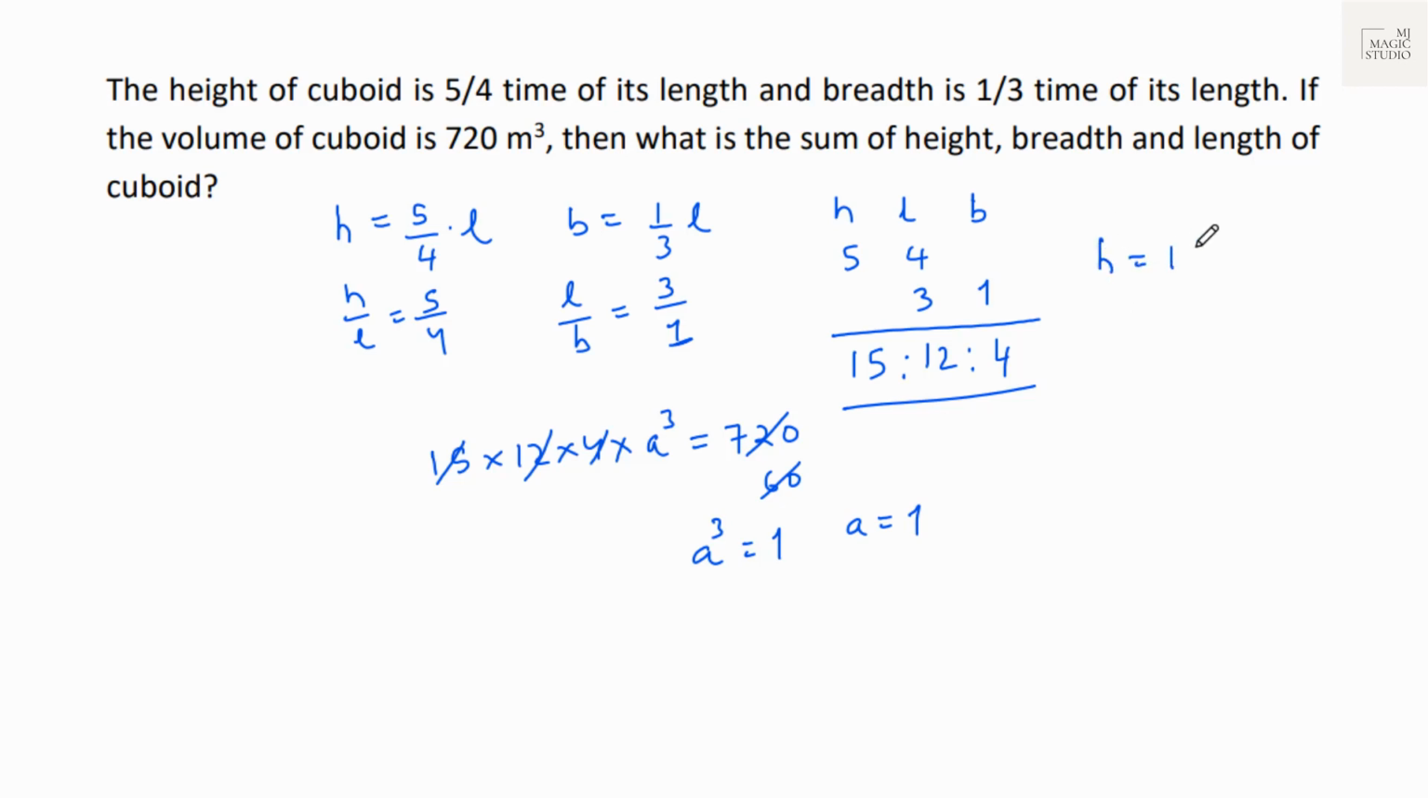Height is 15. Length is 12 and breadth is 4. So what is the sum of height, breadth and length? We just need to add up. 27 plus 4 is 31. In the box given we will type in 31.